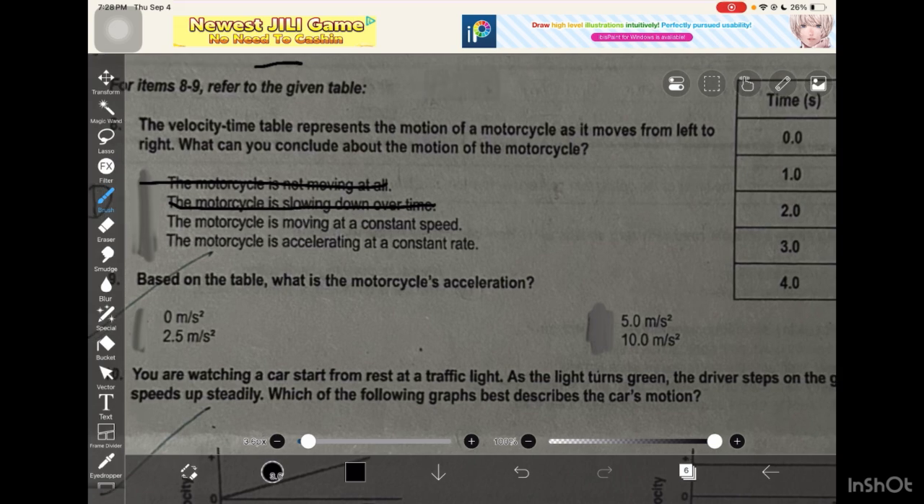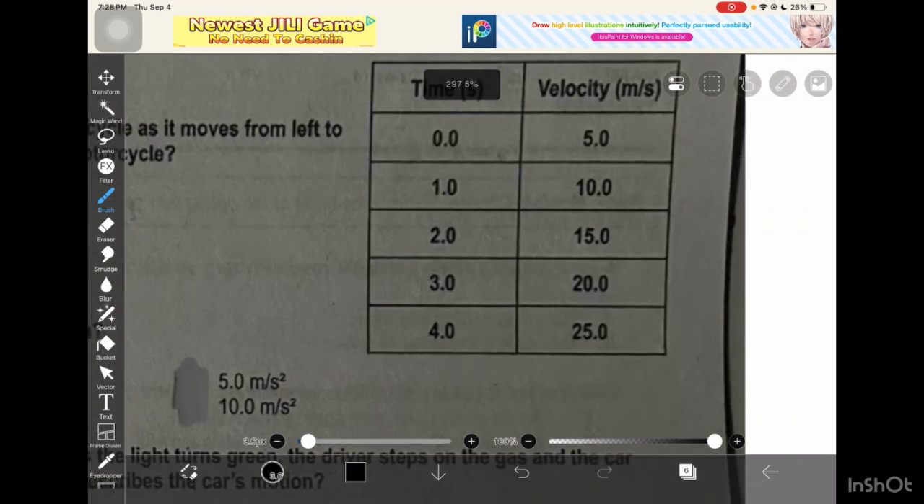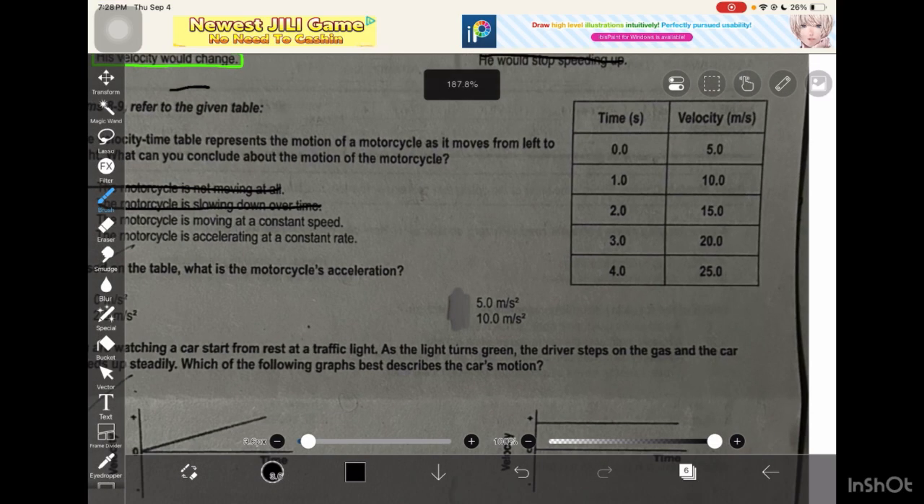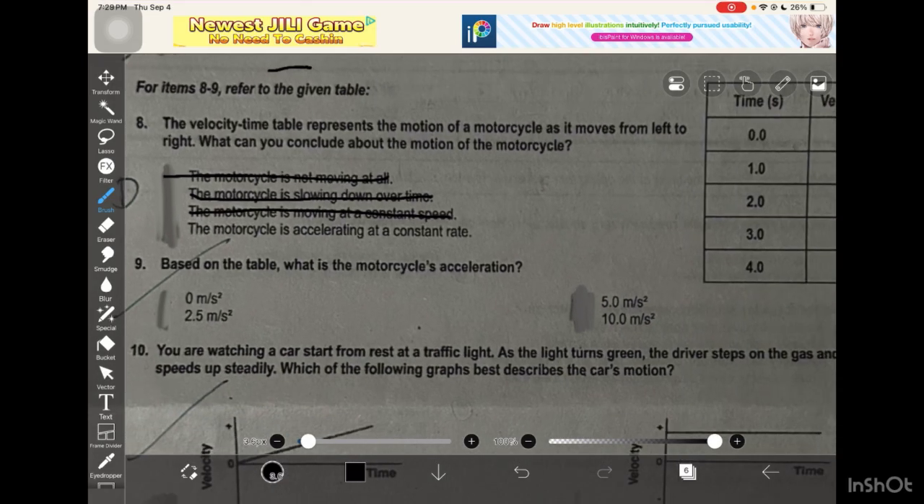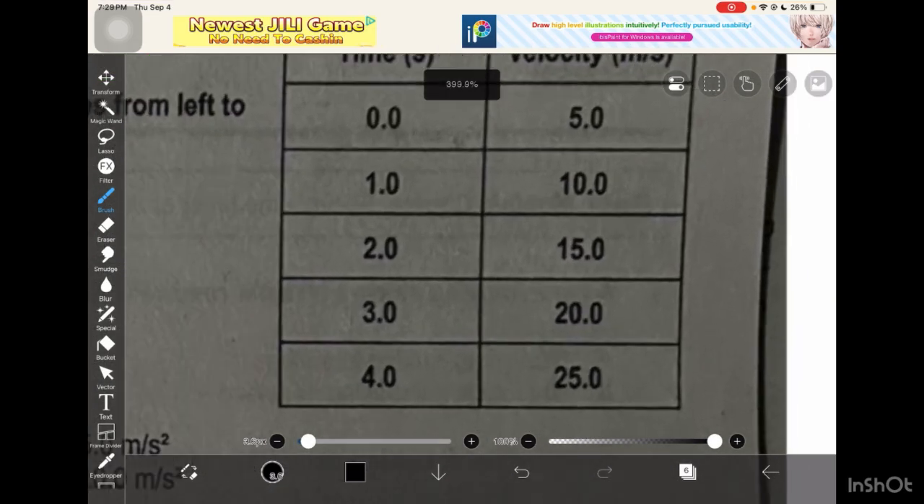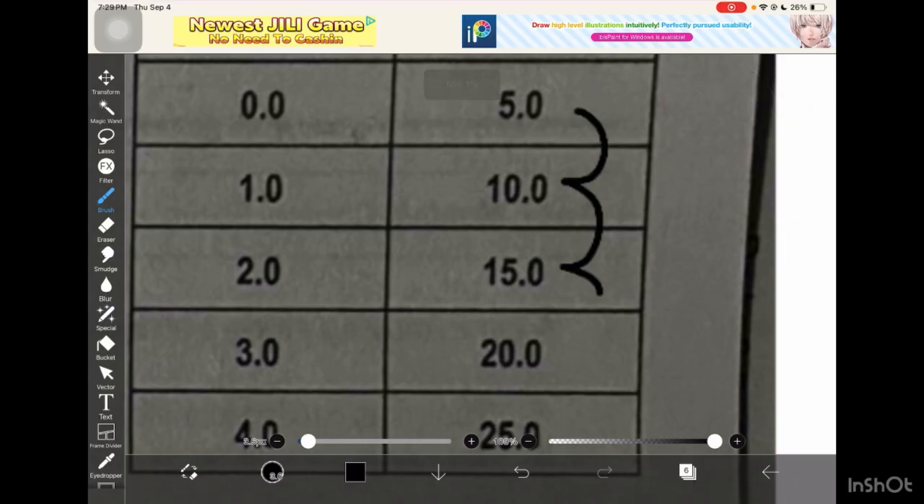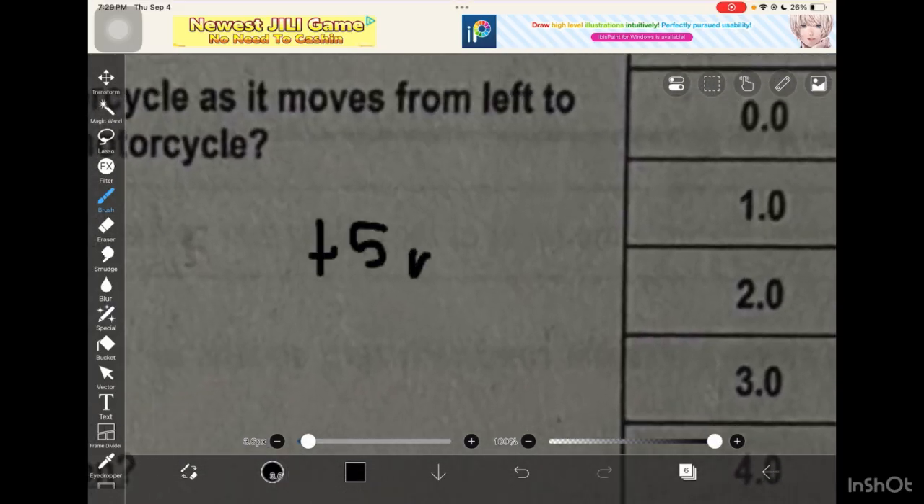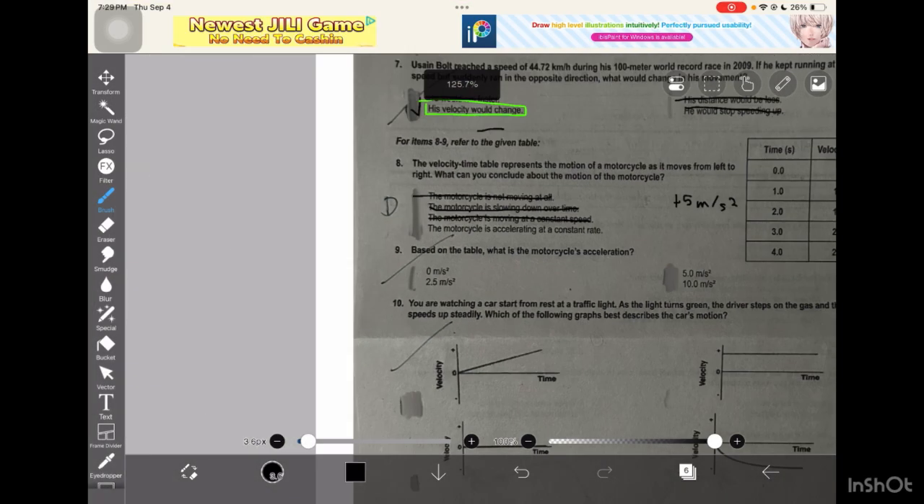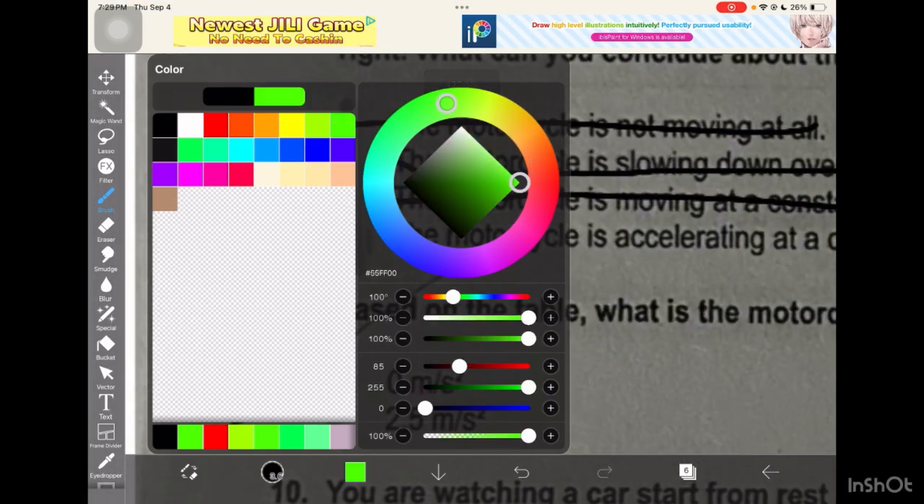The motorcycle is moving at a constant speed. Definitely not, because as you could see over here, our velocity once again is increasing, and therefore our speed is also increasing. And the motorcycle is accelerating at a constant rate. And yes, as you could see, it just goes by +5, +5, +5, +5. So the rate is +5 meters per second squared. So the correct answer is this one.